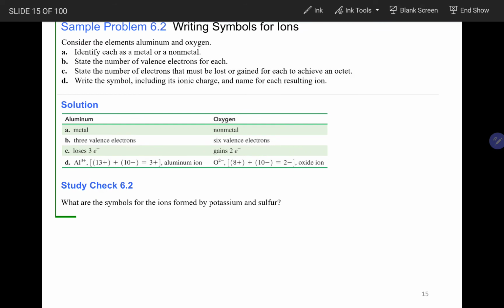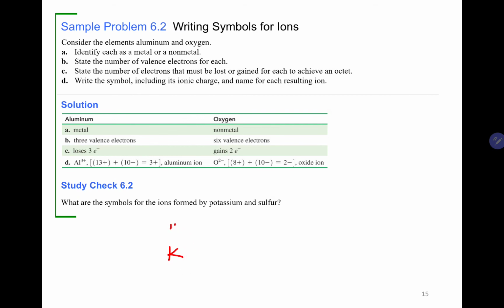What are the symbols for ions formed by potassium and sulfur? Let's quickly do that. Potassium is in group 1A, which means it has only one valence electron, so it will lose it to achieve the noble gas configuration, which is K plus, potassium ion. Sulfur is in group number 6A. It has 6 valence electrons, so it needs 2 more electrons to get to the noble gas configuration, so it will be 2 minus, and the name will be sulfide. You take the first few syllables of the name and then put "ide" at the end.